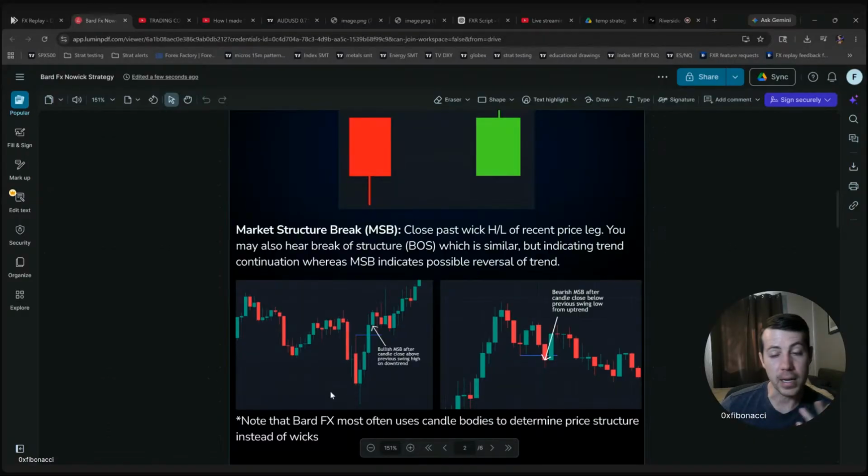But the one thing I do want to footnote here is that based on Bard's videos, he will often use the bodies of these swing points instead of the wicks when he looks at market structure. So the graphic here shows that it would be a closure below this wick, but Bard, if he was watching this, would say as soon as price closes below this body right here, that's a break to the downside, and he would start looking for shorts at that point with the most recent trend. So a little nuance there. I see most people use the wicks, but he generally will use the bodies to determine his structure.